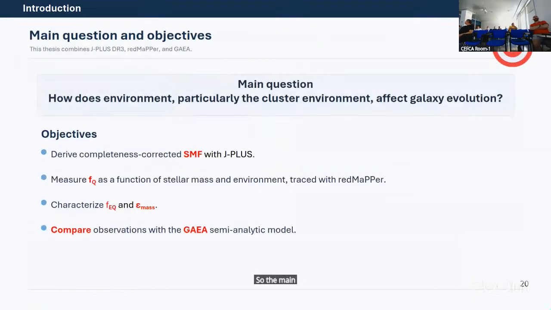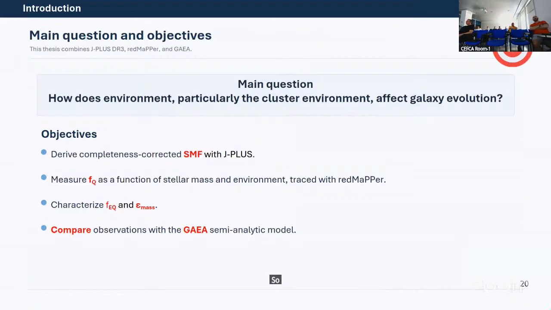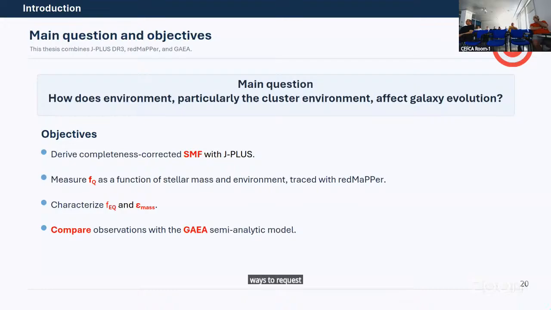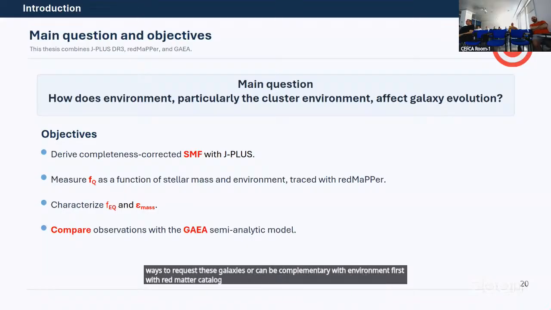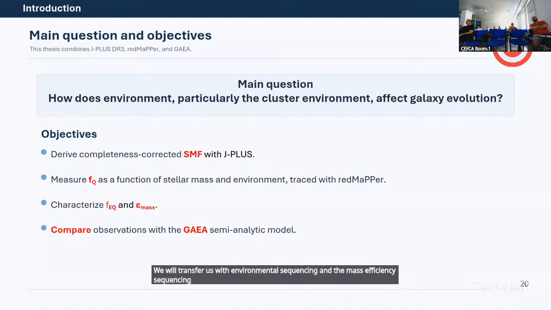So the main question, as I said, is how does environment, particularly the cluster environment, affect galaxy evolution, as you know. For this, we will derive the completeness-corrected stellar mass function with J-PLUS. We will measure the quench fraction as a function of stellar mass and environment. We will try to separate these two main ways to quench galaxies, which can be complementary, with the redMaPPer catalog. We will characterize the environmental quenching and the mass quenching efficiency, and we will then compare the observations with GAEA, which is a semi-analytical model.